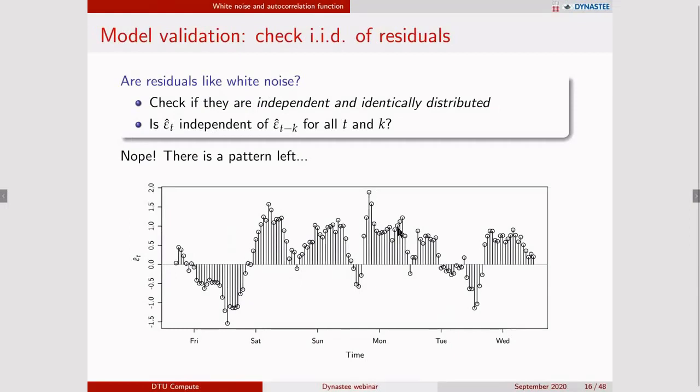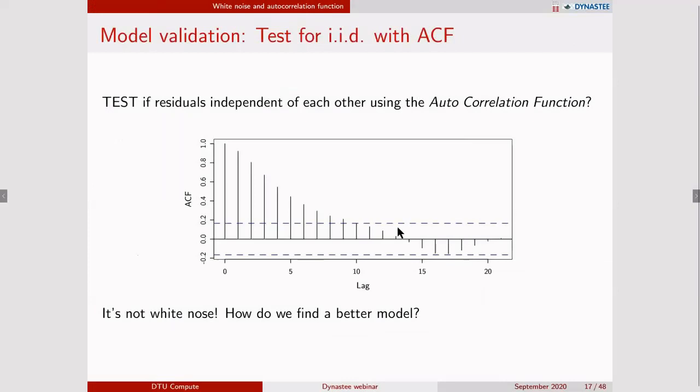So just by looking at the sequence, we can say, but we want to use the autocorrelation function to make it a little bit more concise. So when we calculate the autocorrelation function of this, we can see it's not white noise. It's not a good model. We can improve it. So we can think of a way, how do we find a better model?